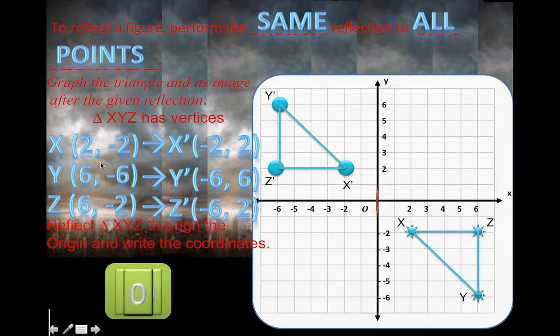So if you look, the original X was at 2, -2, and X prime is at -2, +2. The original Y was at 6, -6, and the image of Y is at -6, +6. So you should be able to see some kind of a change going on here from the original to the image. Z went from +6, -2 to -6, +2.